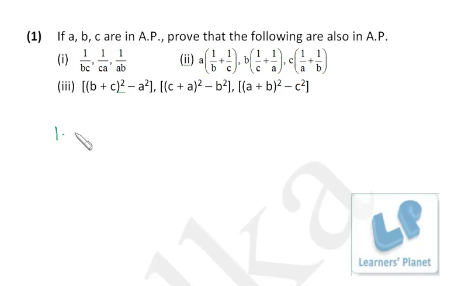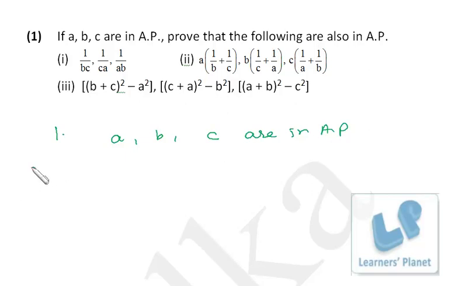In the first one, A, B, C are in AP, that's already given. Now we have to prove that 1 upon BC, 1 upon CA and 1 upon AB are also in AP. If A, B, C are in AP, then if we divide all of them by a common number, a constant, they will still be in AP. That is the basic property that we learned in the first session of arithmetic progression.